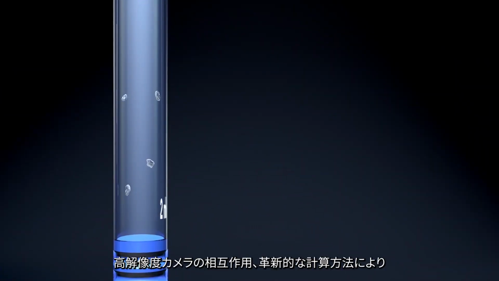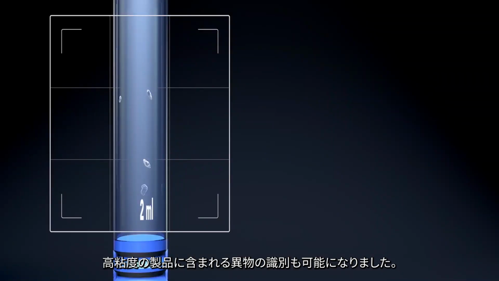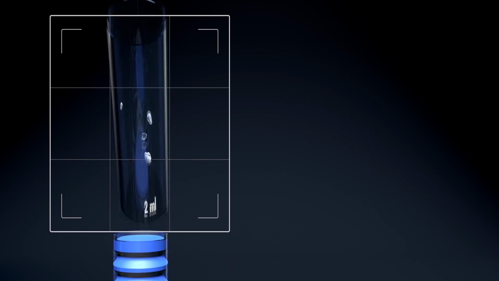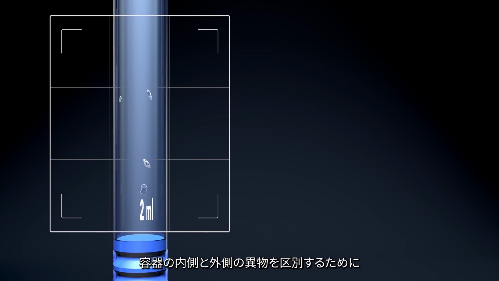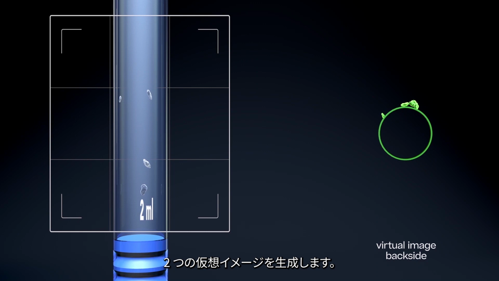High-precision handling, the interaction of high-resolution cameras, and innovative computation methods now also enable the identification of particles in highly viscous products. In the first stage of 3D inspection, the camera takes an image. To distinguish between particles inside and outside the container, two virtual images are being generated.